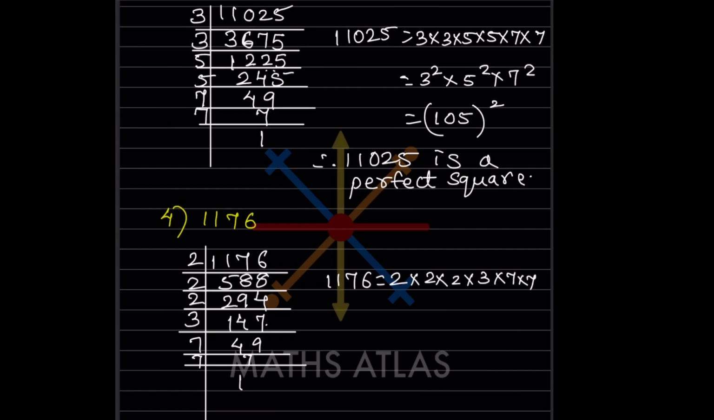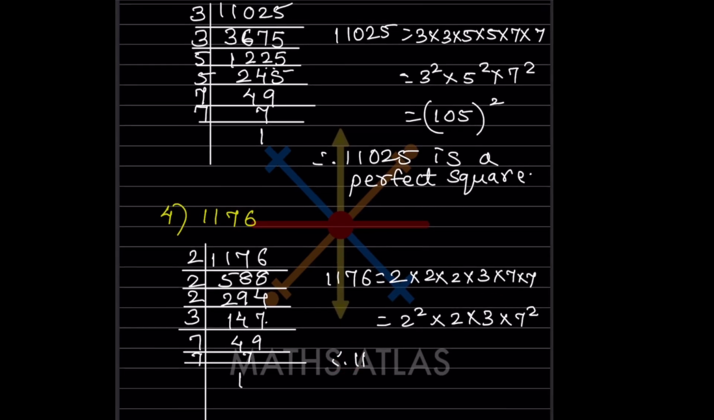So now what you can see here, you can see this is a pair. So you can write here 2 square. Again, but 1 is single. So here we will write here 2. 3 is not in a pair. And again 7 is in a pair. So now we can say that therefore you can write here 1176 is not a perfect square because all are not in pairs.